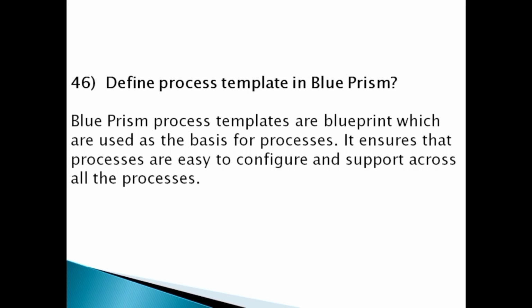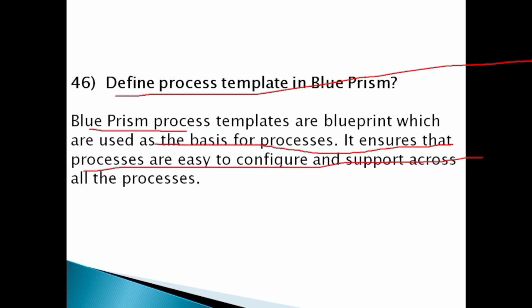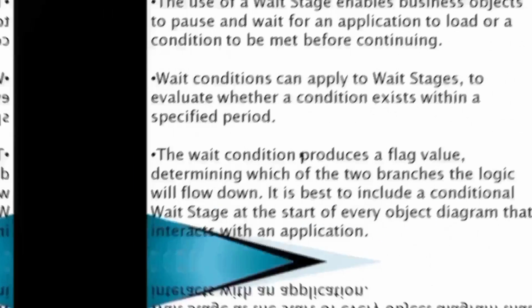Define process template in Blue Prism. Blue Prism process templates are blueprints which are used as the basis for processes. It ensures that processes are easy to configure and support across all the processes.